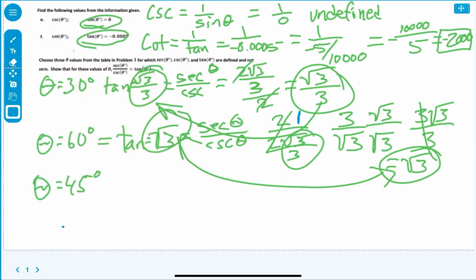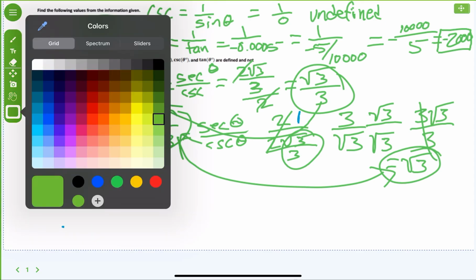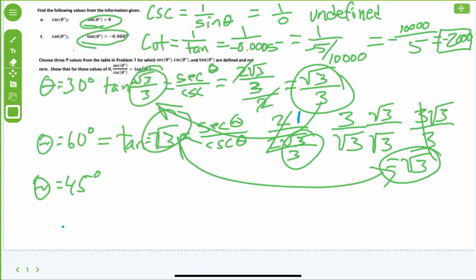This would be 1 over the square root of 3 over 3. And so you would flip that. Okay? If I can find that same green color. Probably not. Okay. Now let's look at 45.